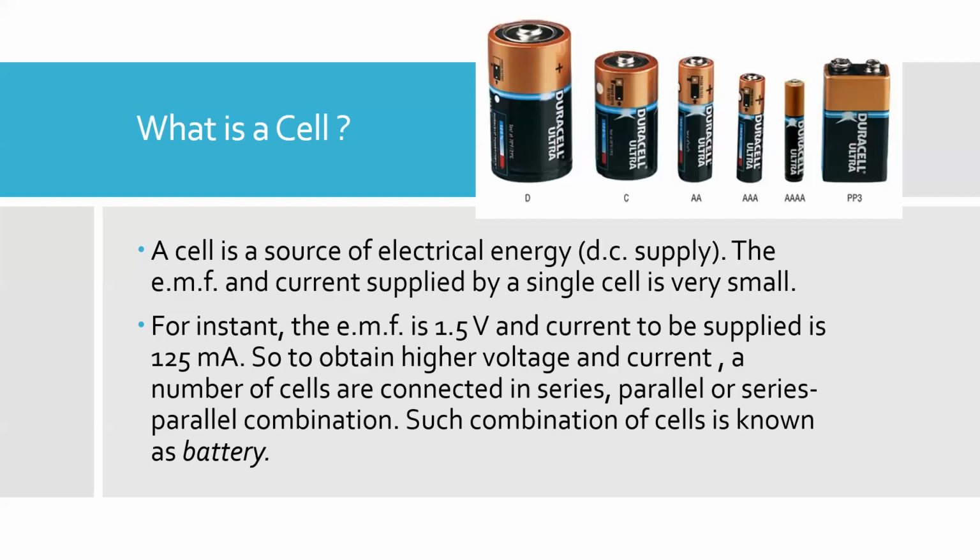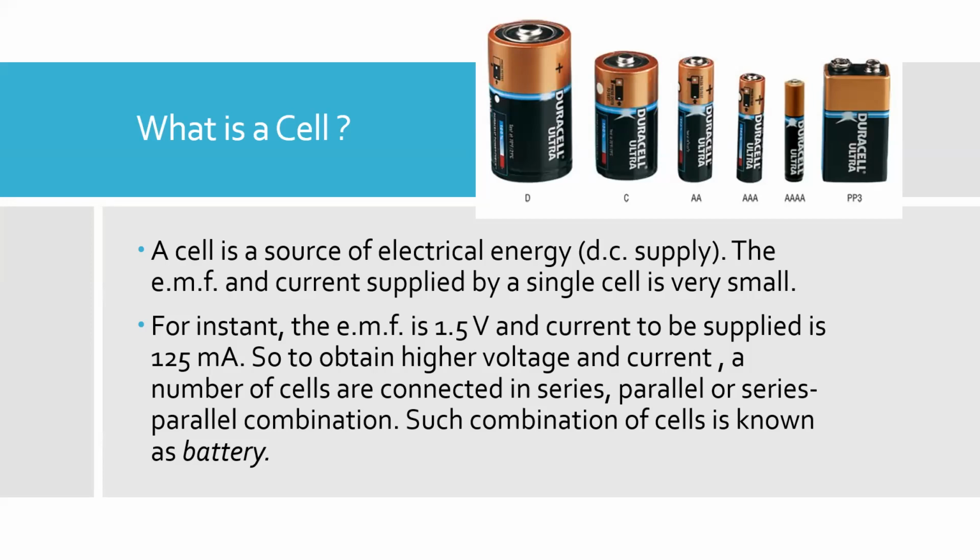Good afternoon, students. In our previous session of Basics of Electrical Engineering, we talked about cells and series parallel connection of cells, right? So what is the cell basically? A cell is a source of electrical energy, and it converts chemical energy into electrical energy. The chemical energy can be produced with a chemical reaction, right?